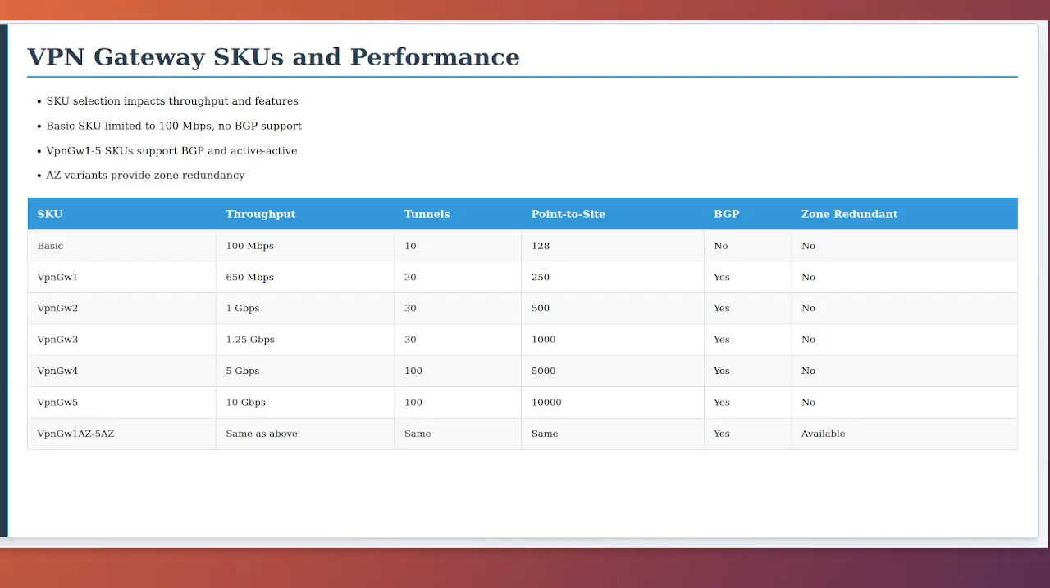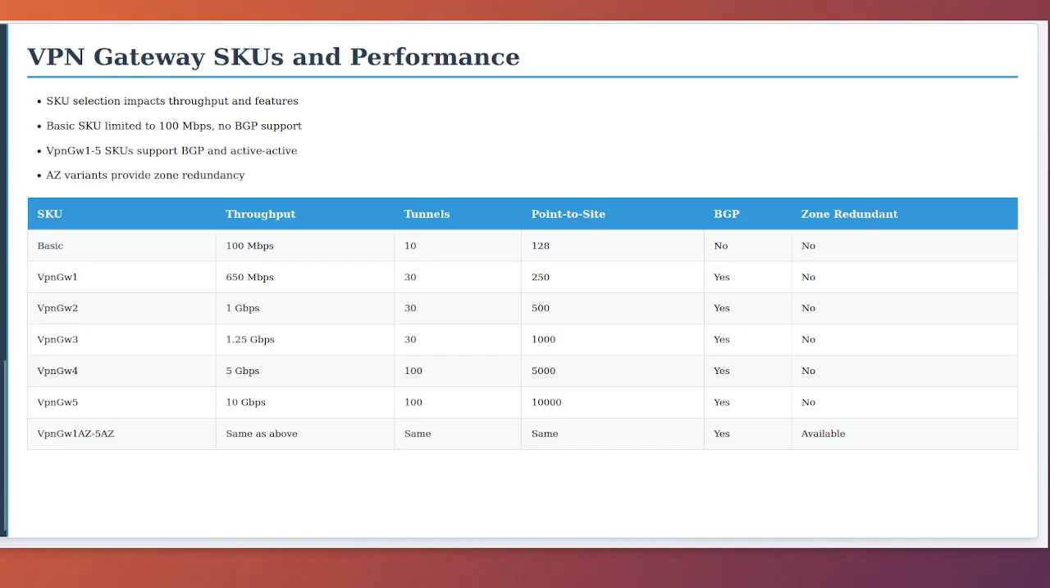The VPN GW1 SKU represents the first tier of the modern VPN gateway family. It supports up to 650 megabits per second aggregate throughput, 30 site-to-site or VNet-to-VNet tunnels, and up to 250 point-to-site connections. This SKU includes support for BGP, active-active configurations, and custom IPsec/IKE policies. VPN GW1 is appropriate for small to medium production workloads where moderate throughput is sufficient. The SKU can be resized to higher tiers without recreating the gateway, providing flexibility as your needs grow.